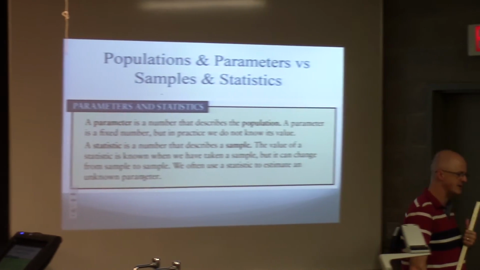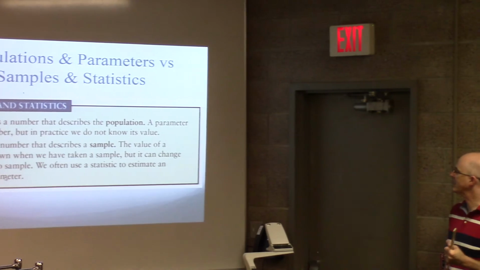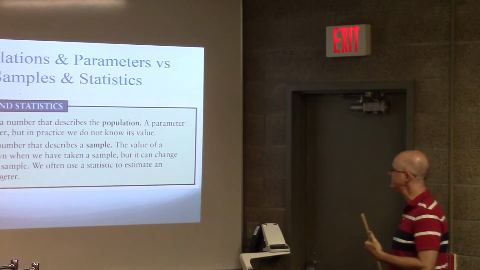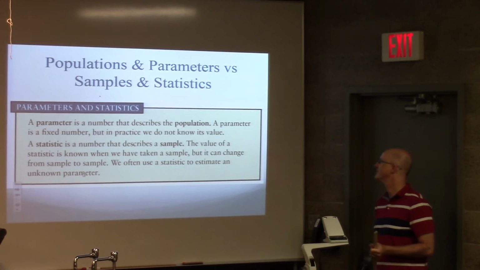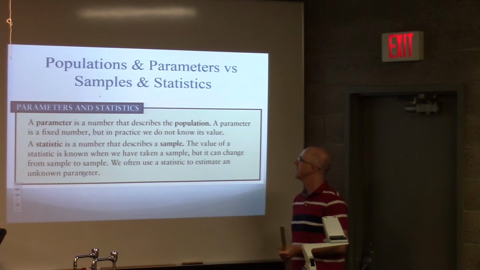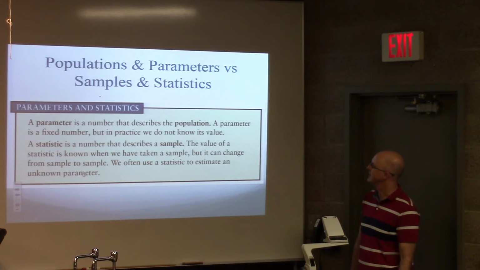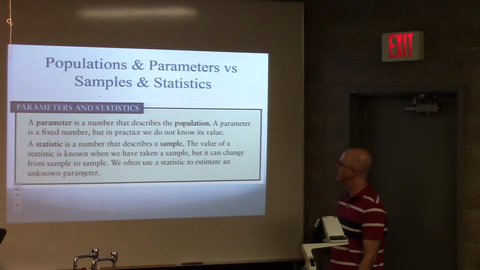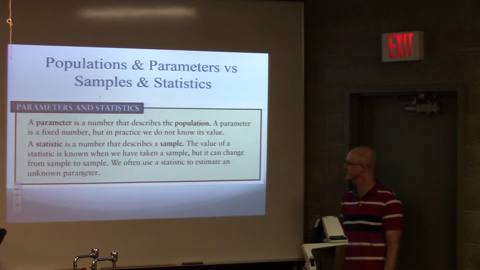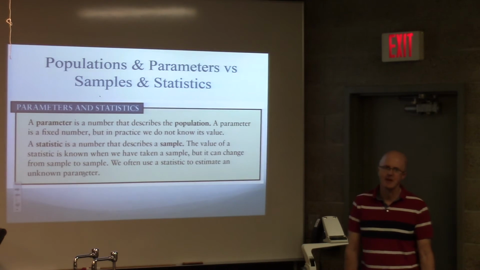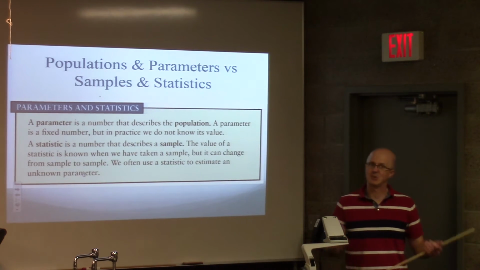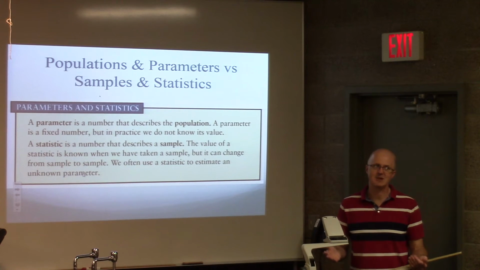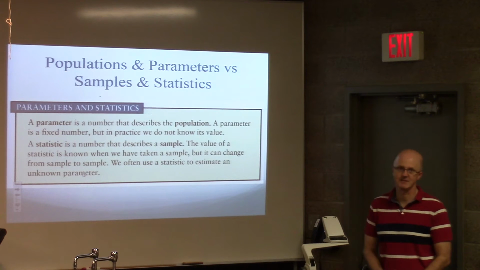You may want to write this down for extra emphasis. A parameter is a number that describes a population. A parameter is a fixed number, but in practice, almost always, we do not know its value. Contrast that with a statistic, which is a number that describes a sample. The value of a statistic is known when we have taken a sample, but it can change from sample to sample. We often use a statistic to estimate an unknown parameter. Pretty much every word is really important here. These are really, really super important definitions.